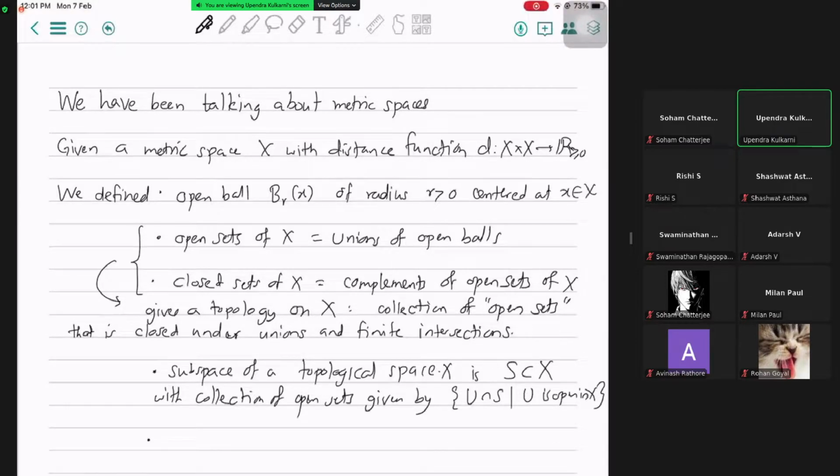And then finally, there was this exercise that open in open is open, and likewise for closed, right? We did write it down precisely last time, which is to say that if S is open in X, then a subset of S is open in S precisely if it is open in X. And the entire statement stays true if we replace all occurrences of open by the word closed.